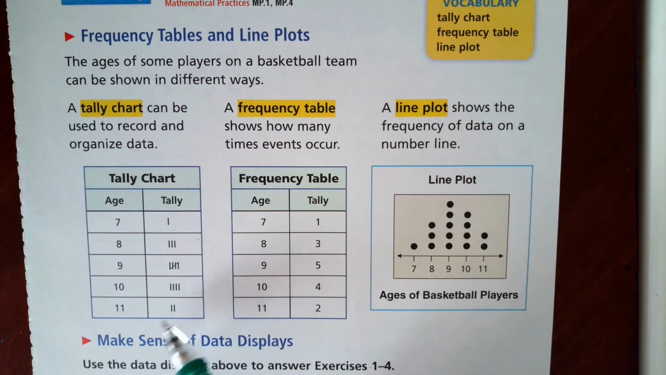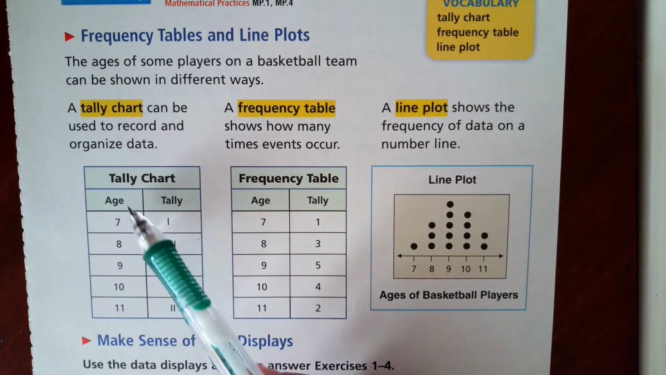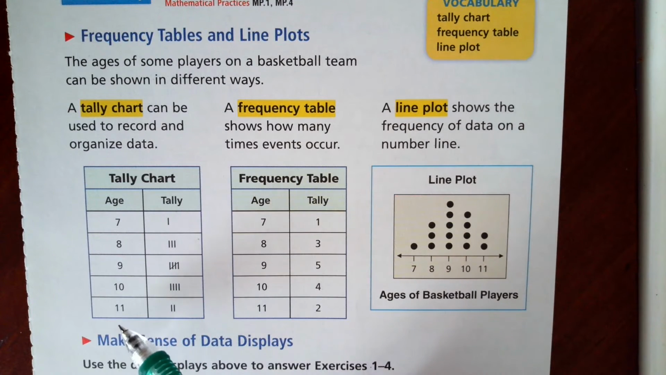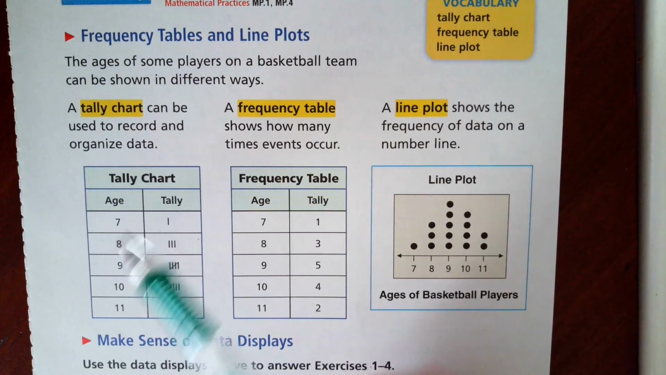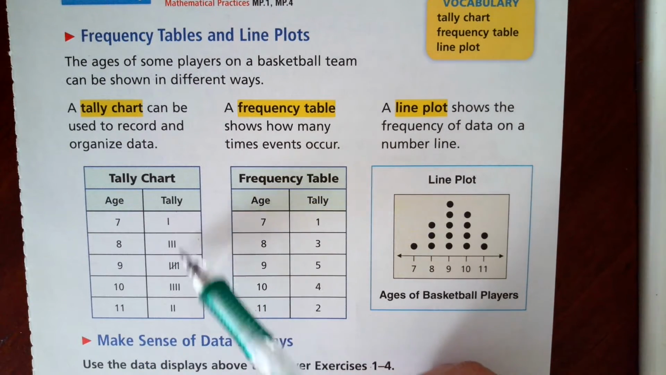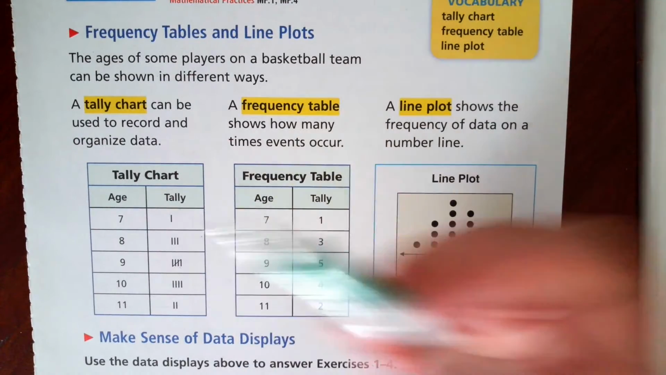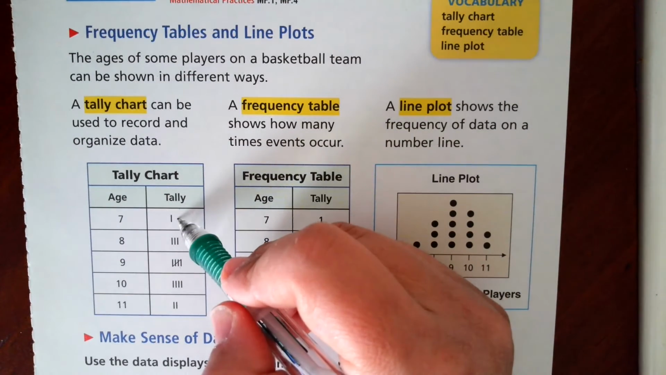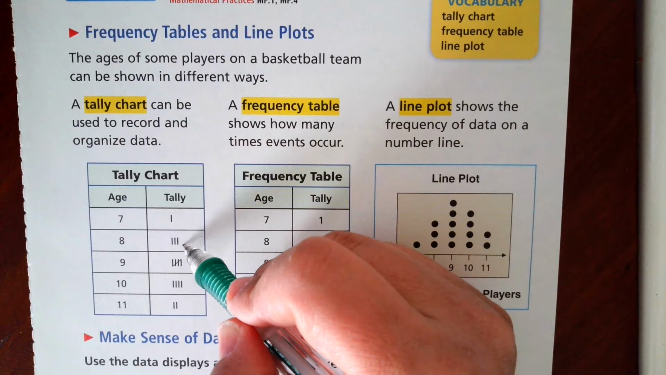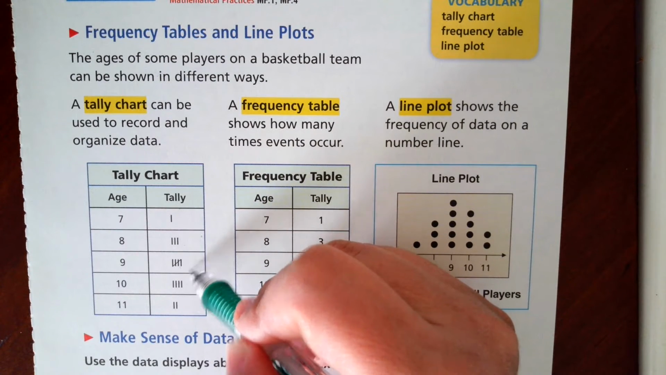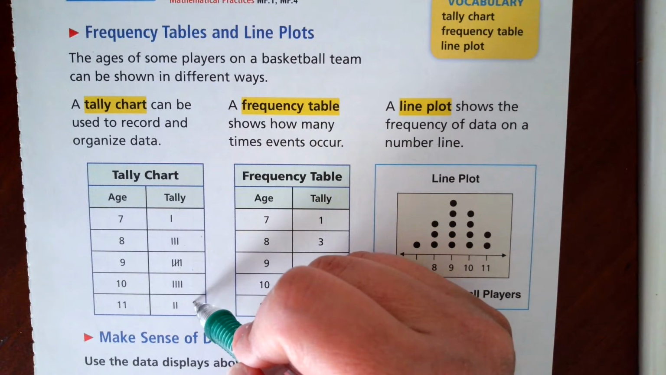So a tally chart. On the left-hand side, you have the age of basketball players. So that tells us right here. And then we can make tallies based on how many there are. So one line equals 1. So this one has 1, this one has 3. I'm going to come back to this one in a second. This one has 4, and this one has 2.